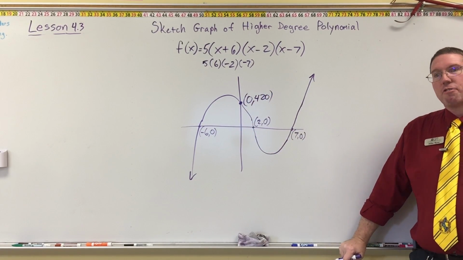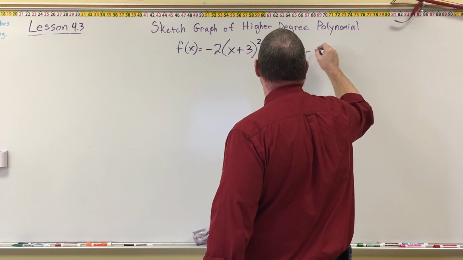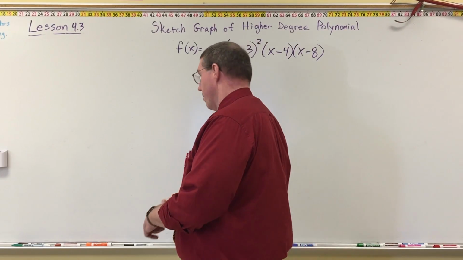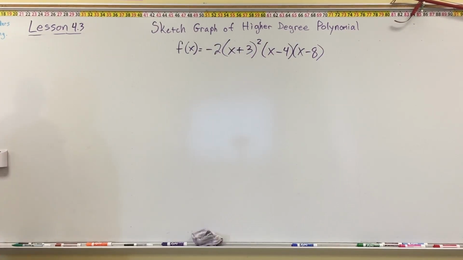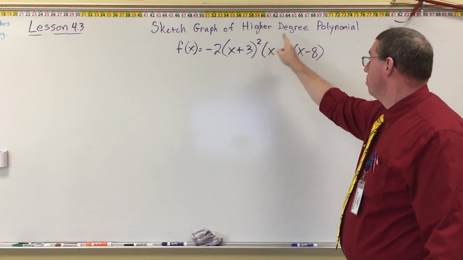Was that a little faster than our first example? 4 times x minus 8. Go ahead. I'll give you a couple minutes on this. Do you see how this is a fourth power? We got a 2 and then a 1 and then a 1, right? And 2 plus 1 plus 1.